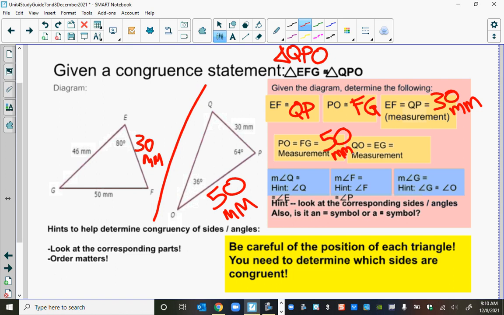And then by process of elimination, the QO and the EG, they're going to match up. So what must this length be over here? What's the last number we don't see here, but we see there? 46. So 46 millimeters for that last one. Good. Okay, questions?